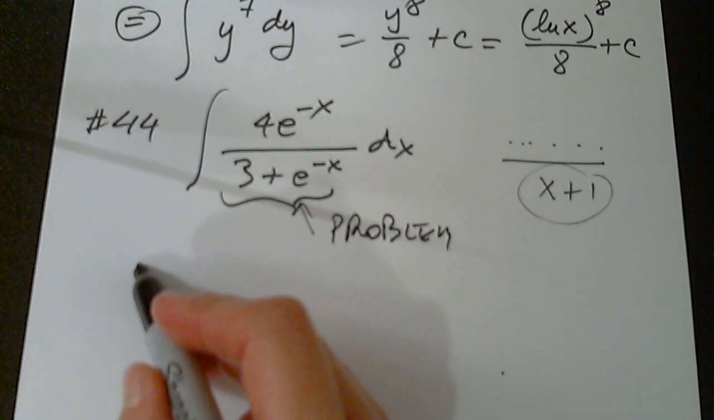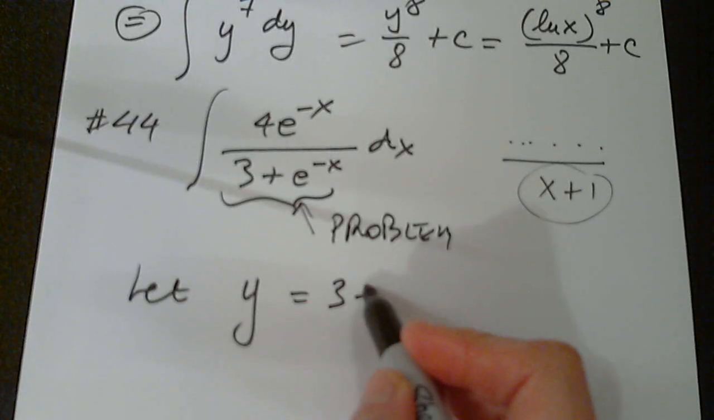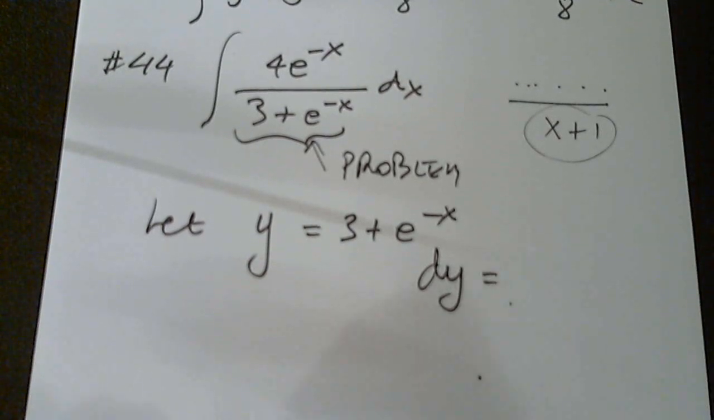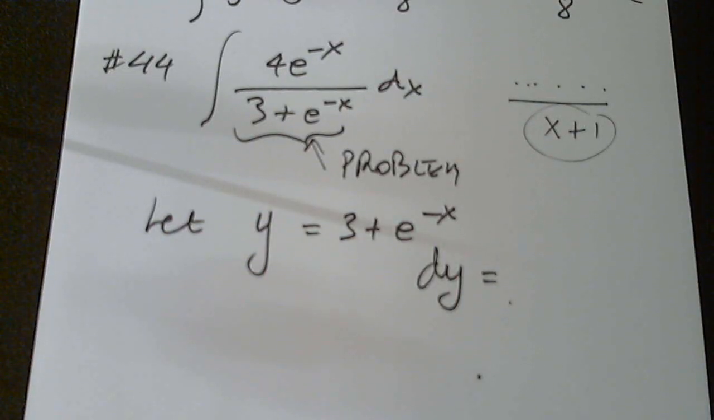So in this case, I have to try y equals 3 plus e to negative x. As long as I can find dy, and somehow dy is in the problem. Maybe hidden a little bit, but it's there. Can anyone give us the dy for this function? Please? You know I don't like to waste time. Anybody, please, would like to give us dy? Can anyone differentiate this function?